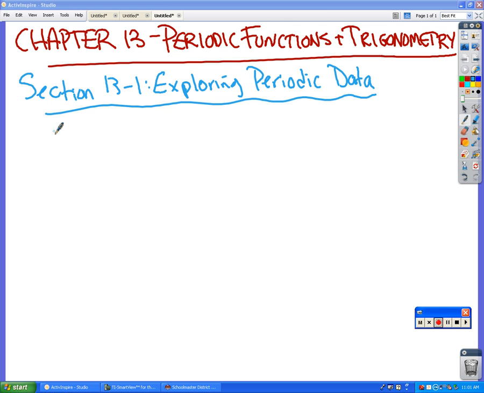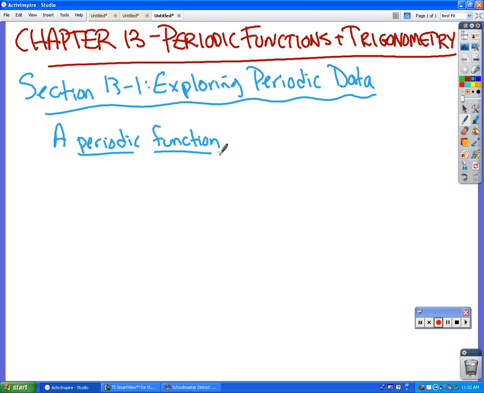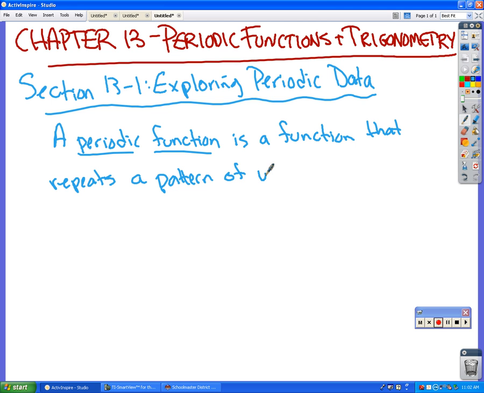Okay? And so what they want you to know is that a periodic function, the definition of that, is a function that repeats a pattern of y values at regular intervals.